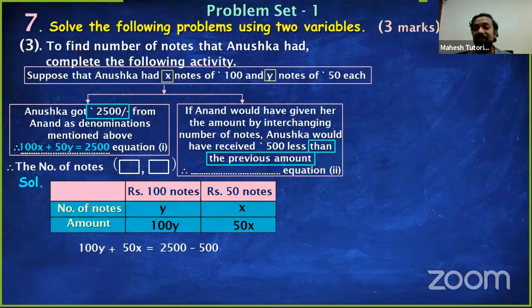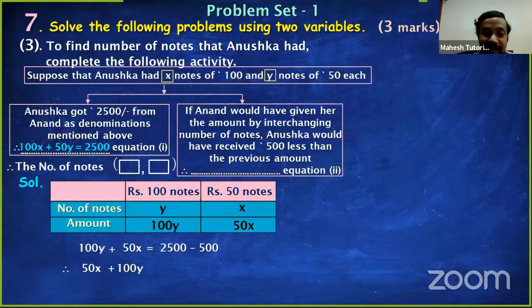So with this we get the second equation, students. Let us quickly arrange the second equation. We keep the x term first, so it will be 50x plus the y term later, 100y is equal to 2,500 minus 500, which gives us 2,000. So with this we get our second equation, students. Now this equation is in its basic form, so we'll number it as equation number 2. I hope the formation of the two equations is clear to each and every student.